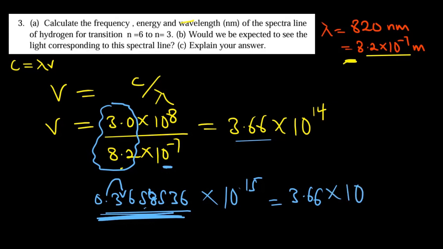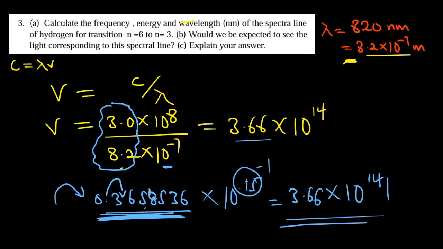Okay, so I've moved to the right like that. So it means from this 15 I subtract a -1, I'm going to get 14. So that's the idea there. Okay, so the units for frequency are just Hz or hertz. If you want, you can write seconds like that, or 1/second. So any of those. Right, so we've found the frequency, the energy, and the wavelength.